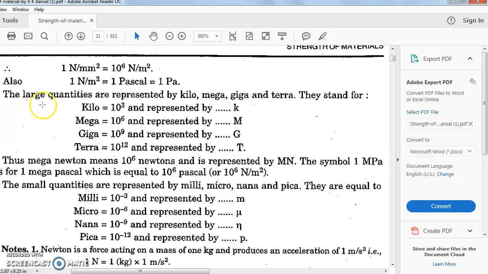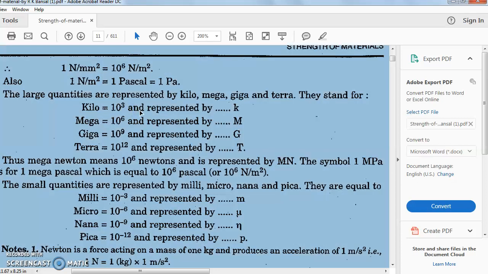See here, the page shows on the screen. Here the conversion factors are given. It is the kilo, mega, giga, tera. The kilo means 10 to the power 3 and is represented by K, then mega, giga, tera. Okay, these conversion factors are very important because in the problems, the values of the stresses are given in various forms, that is, in pascals, in Newton per meter square. Then you have to convert to Newton per mm square.